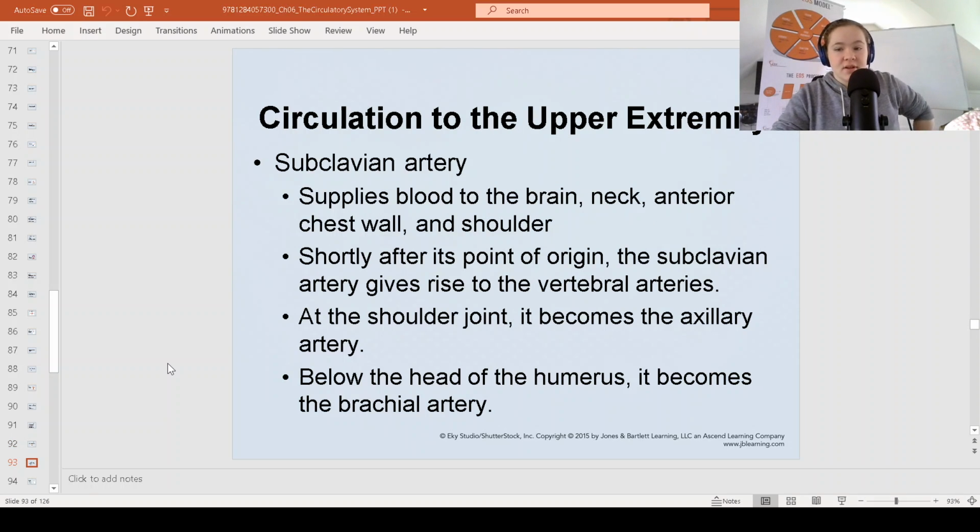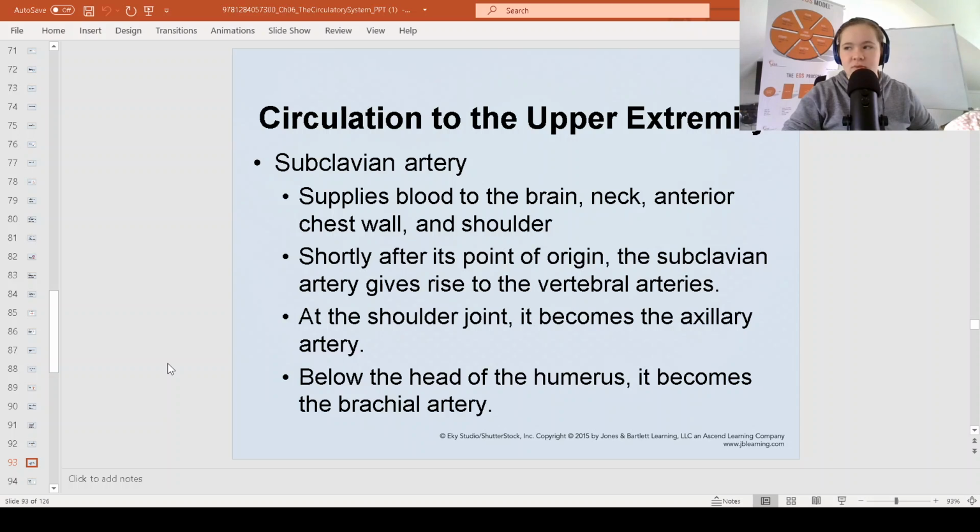The circulation to the upper extremity: the subclavian artery. This supplies blood to the brain, neck, anterior chest wall, and shoulder. Shortly after its point of origin, the subclavian artery gives rise to the vertebral arteries. At the shoulder joint, it then becomes the axillary artery, and below the head of the humerus, it becomes the brachial artery, which is right about here, in the middle of the two main muscles.